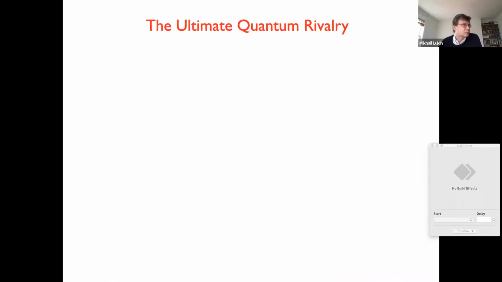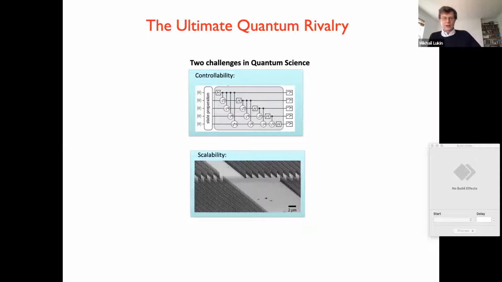The thing that is happening in this field, I like to call the ultimate quantum rivalry, and you could think about it from different points of view. You could think it's a competition between different platforms or perhaps between different nations, but in fact it's a much deeper race. It's a race between two contradictory forces of nature. One is controllability, and another one is scalability. And this contradiction is present in many areas of nature, in many areas of human activity.